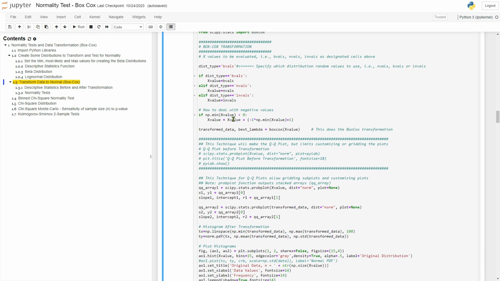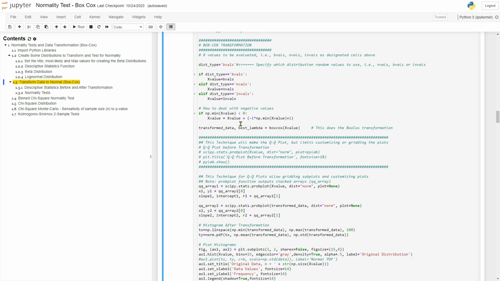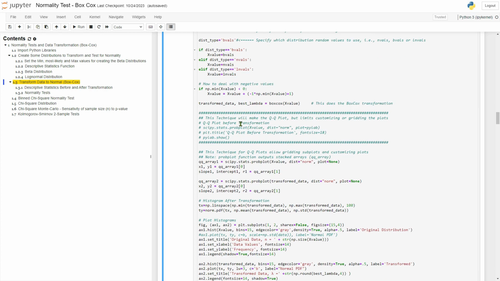You can't have negative values in a log normal distribution, so we have to have a little bit of code here to trick it into not having negative values if they occur. Here's where we actually do the Box-Cox transformation, and it's as easy as just saying Box-Cox equal and then the data that you want to use.